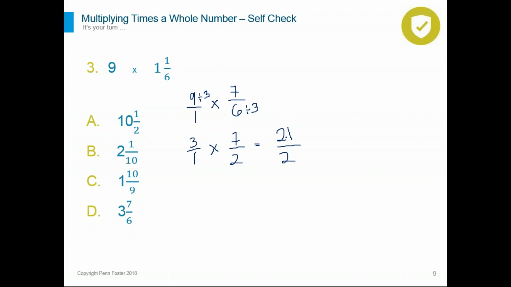How many times does 2 go into 21? We know from the multiplication table that 10 times 2 will give you 20, the closest to the 21. So it's going to be 10, whole number. 2 will be the denominator. 10 times 2 is 20. 21 minus 20 will give you the 1. So the product is 10 and 1/2. So number A is the correct answer.